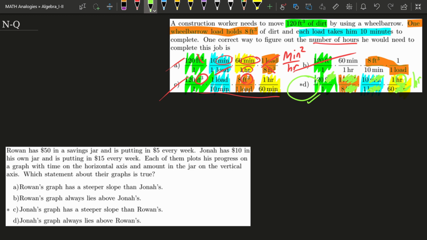Now for Rowan, a nice little graph is helpful. So Rowan has $50 in savings. Wow, that's a lot, 50. And it's actually going to increase by $5 every week. So you wait 1 week and you go up by 5. And then you wait 1 week and you go up by 5. And you get this nice little line.